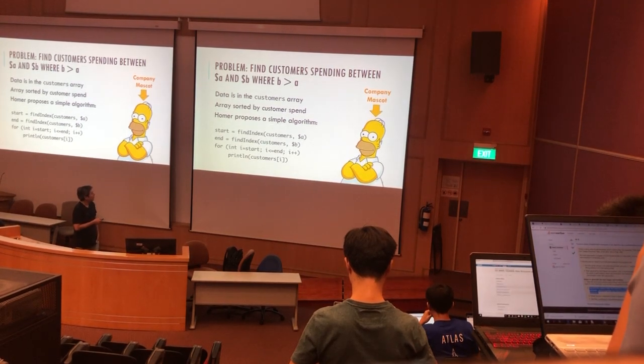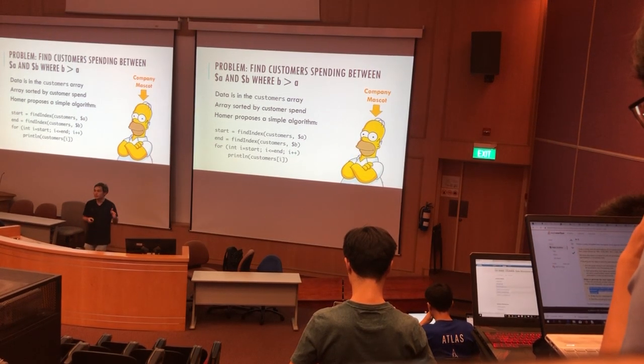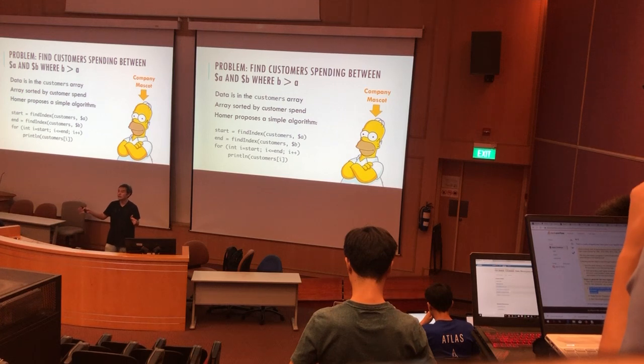And Homer, who's our company mascot, proposed a very simple algorithm, which is this. Number one, we're going to find the start customer, basically the customer who spent A. And then the end is the index of the customer who spent B. And then we're just going to print out all the customers from A to B. Okay, very simple algorithm for solving this problem. Okay, so that's what he proposes.